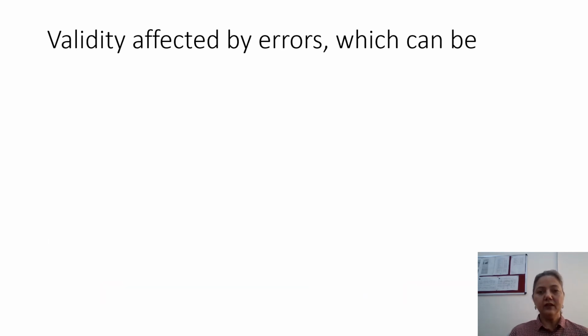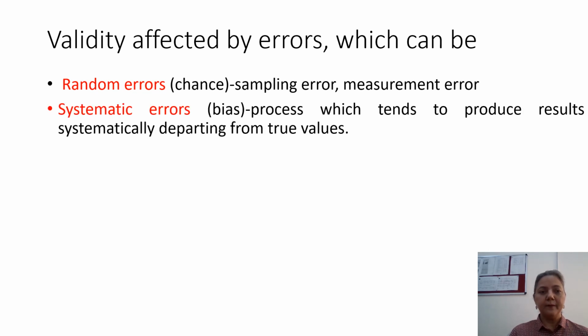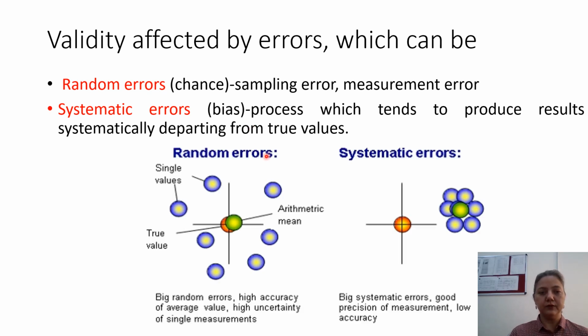So the validity of a study can be affected by errors, which can be of different types, like random errors, which are called chance errors, which can be sampling errors and measurement errors. And another category is systematic errors or biases. They are the more problematic ones. In these errors, basically the process is faulty, which tends to produce results systematically departing from the true values.